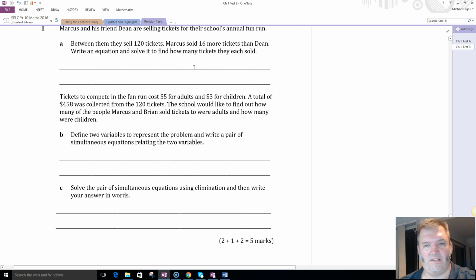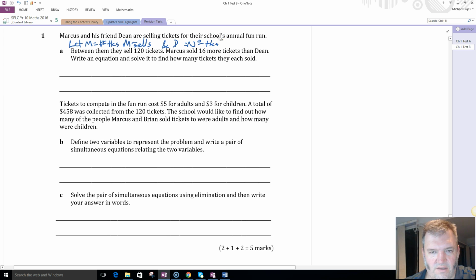Marcus and his friend Dean are selling tickets for the fun run. Between them they sell 120 tickets. So we define our variables first. Let M equal the number of tickets Marcus sells, and D equal the number of tickets Dean sells. Whoops, got it backwards there. Oh, now I've lost my pen. There it is.